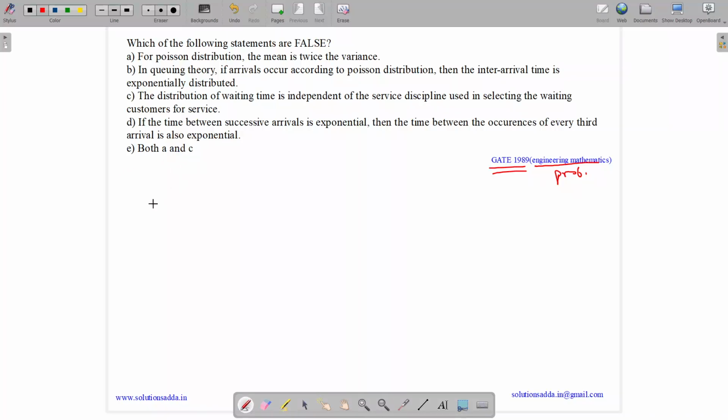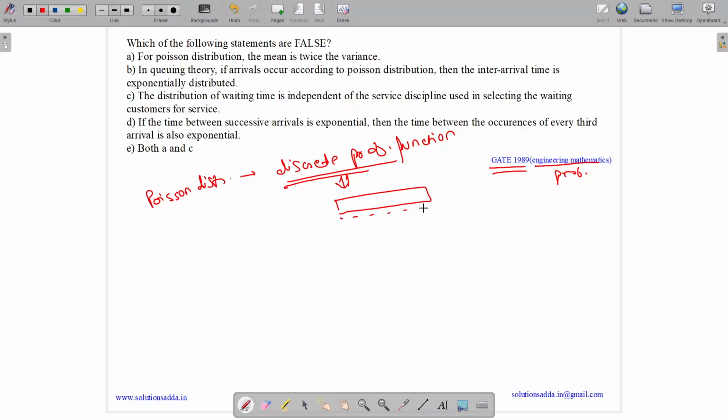So what is a Poisson distribution? A Poisson distribution is basically a discrete probability function. What is the meaning of this discrete probability function? It means that the variable can take specific values from a given list of numbers. We can have infinite list of numbers, and the variable can take only a finite set of values.